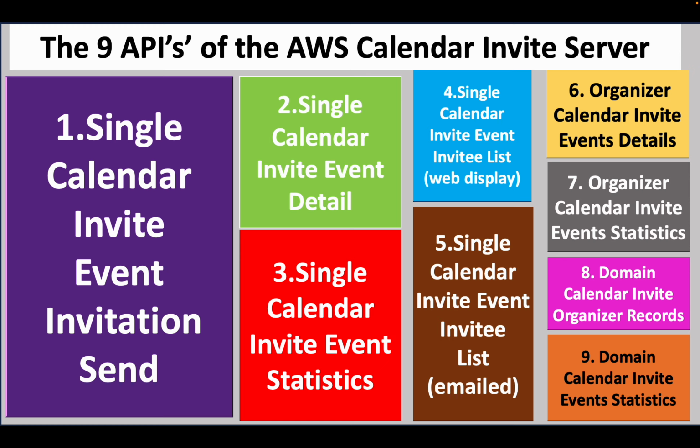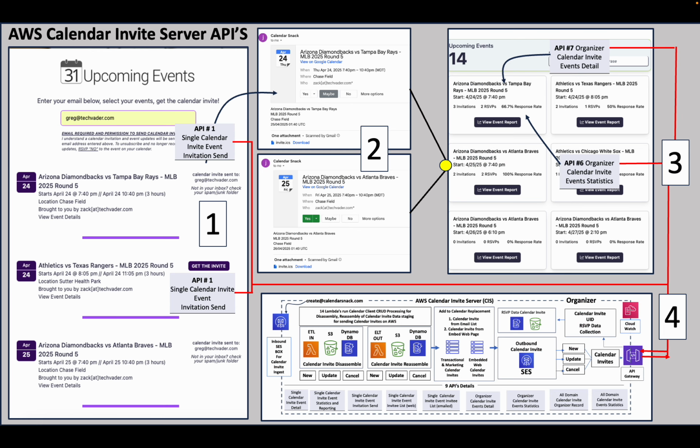Now, these are the 9 APIs I spoke about. I've color-coded them. In the future pitches I'll be doing, I'll be using a color-coded system to call them out. This one here is our calendar invite server APIs working for the MLB games in the 2025 demo series I'm doing.